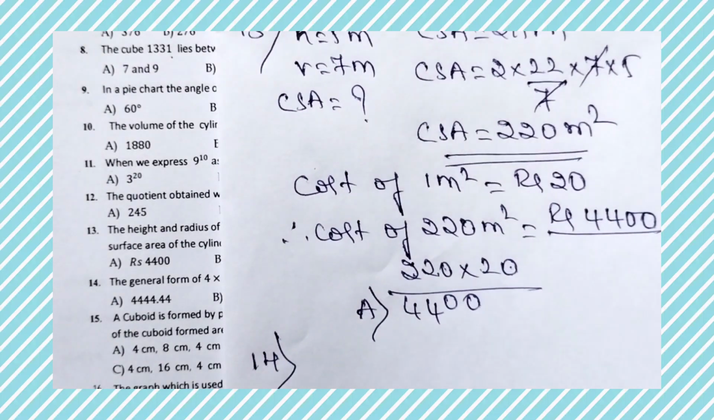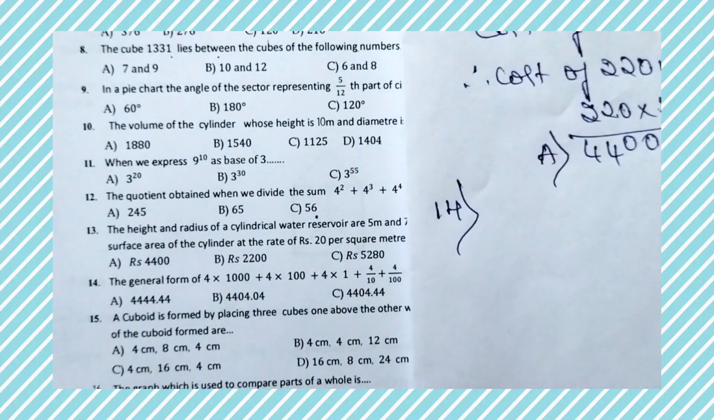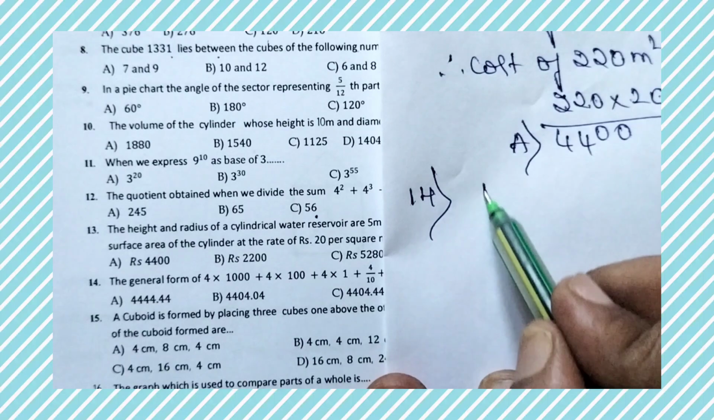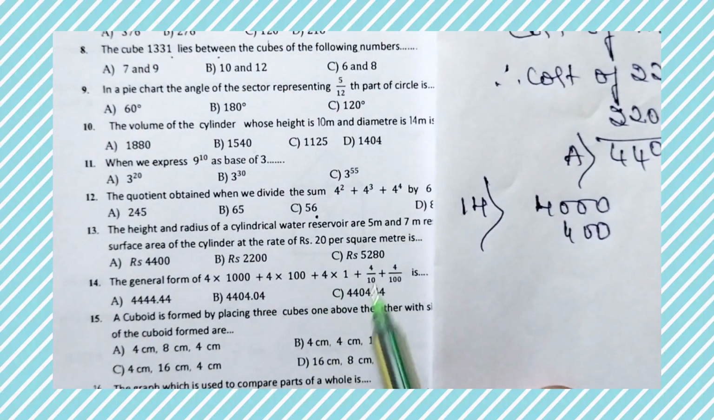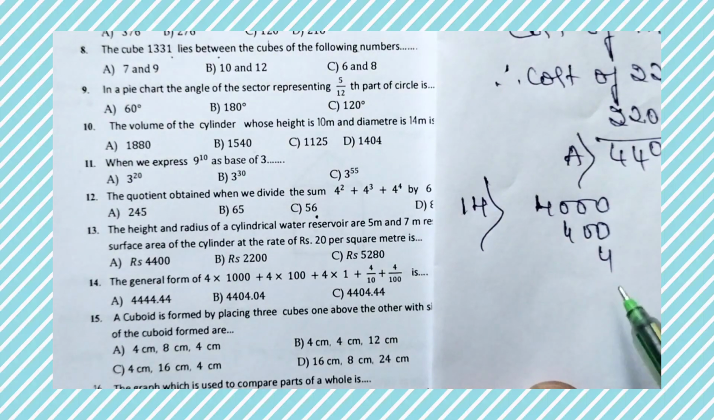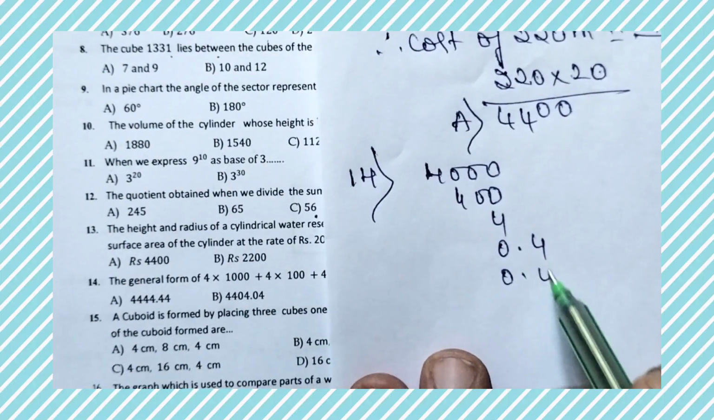Next, coming to the 14th question. So the 14th question, general form of 4 into 1000. So the general form is what he has asked. 4 into 1000 becomes 4000. Then 4 into 100 will become 400. Then 4 into 1 becomes 4. Then 4 by 10 will become 0.4. Then 4 by 100 will become 0.04.